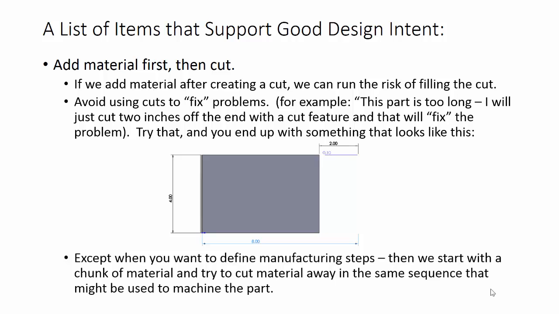The one time that we will tend to use cuts a little bit more heavily, but again still with caution, is when we want to define manufacturing steps. Sometimes we want to create a model and we start with just a solid block, and this will be one of our exercises. We'll cut away material in the same sequence as if we were trying to machine the part, trying to give the machinist a picture of what steps might be taken to take a solid block of material down to the final part. But again, that's still the same process as we add material first and then cut. The only difference is that everything in a manufacturing step model is cut, cut, cut.